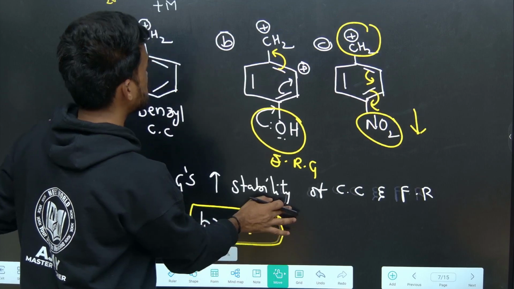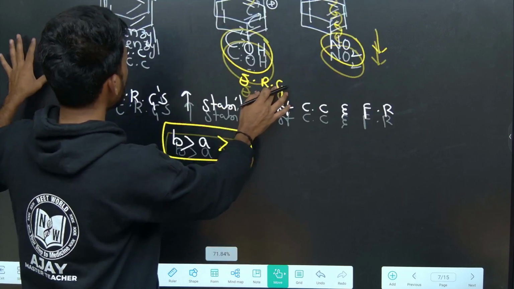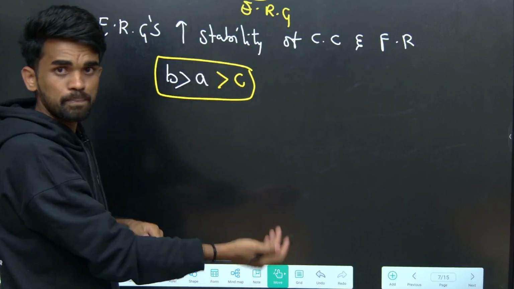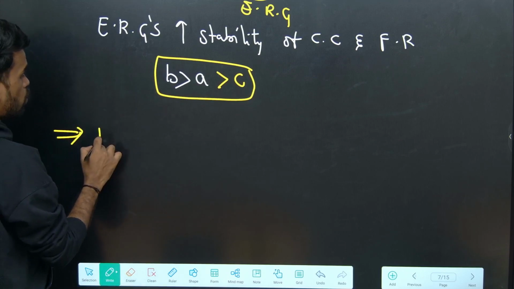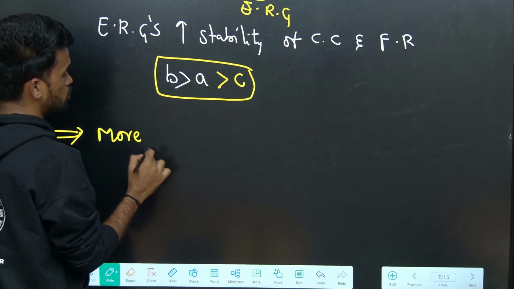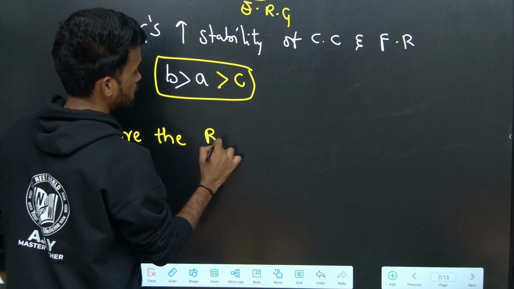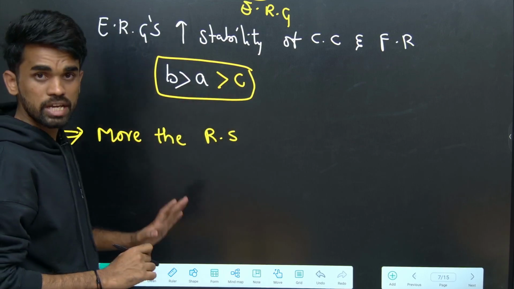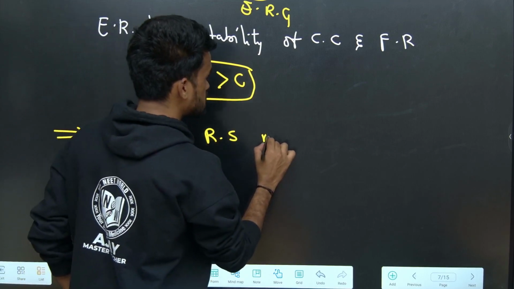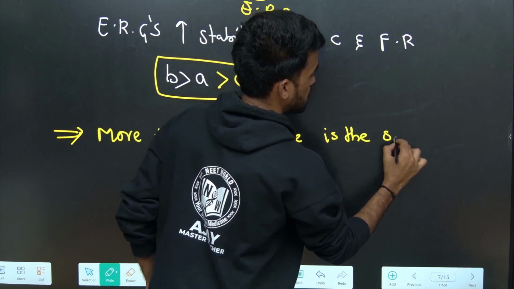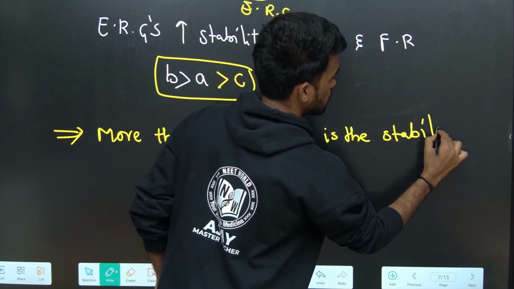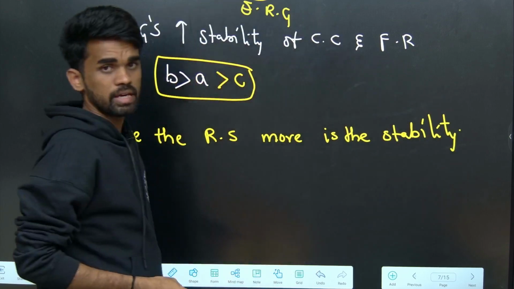Okay, so let us discuss a few more things. Let us go to carbanions. One thing you should remember here: the more the number of resonating forms, the more the resonating structures, RS meaning resonating structures you can consider, the more is the stability. So this is how we need to make it.